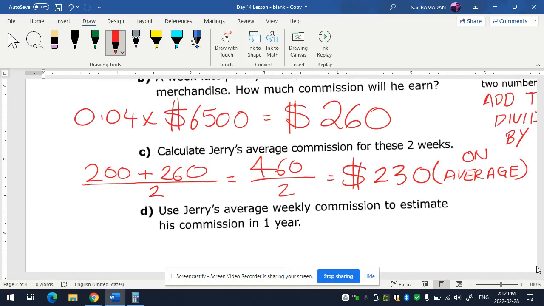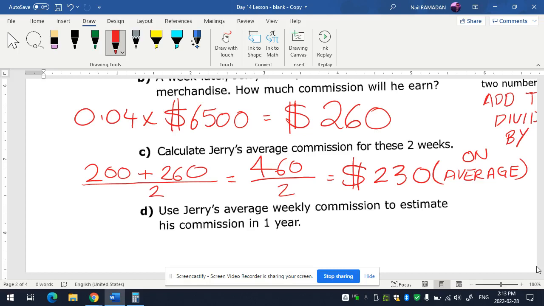Okay, here's another question. Use Jerry's average weekly commission, those 230 bucks, to estimate his commission in what? In 1 year. Well, did they say he's taking vacation time? They didn't. Which means we are going to assume that he works for a whole year. And since we're doing things in weeks, how many weeks in a year? What's the magic number? 52. So we're going to assume that he's going to work 52 weeks a year, and every week on average he's making how much on average?